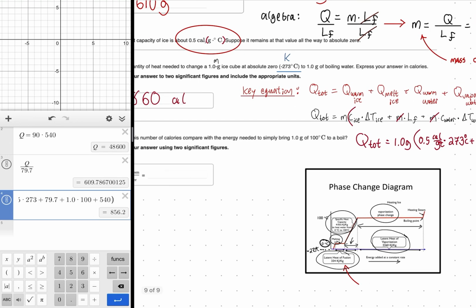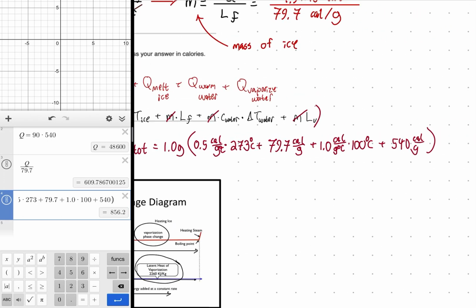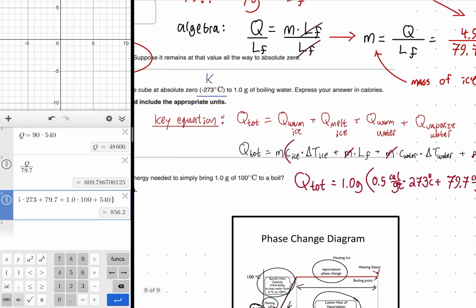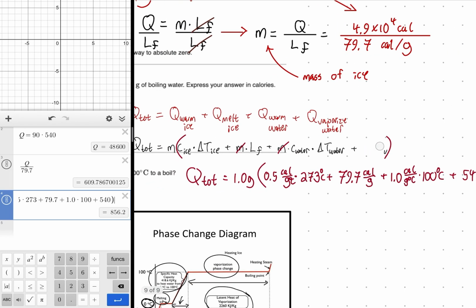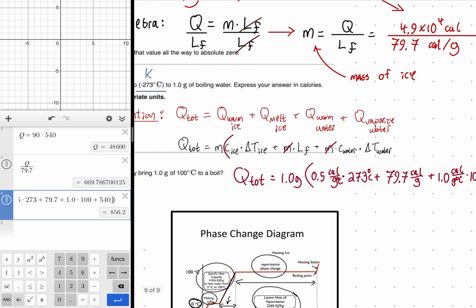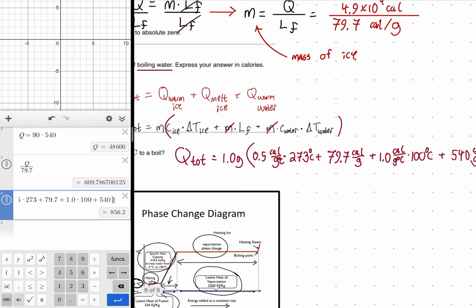Oh, I see. I made a mistake. Look, it didn't say we're boiling it. We're just bringing it to boiling water. So as written, there is not this term at all. I misread it. The problem's asking to bring the ice up to boiling water. So let's put that there. There's no vaporization term because we just got it up to 100 degree water. We never actually boiled it.